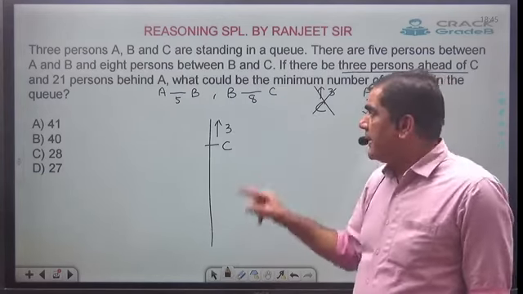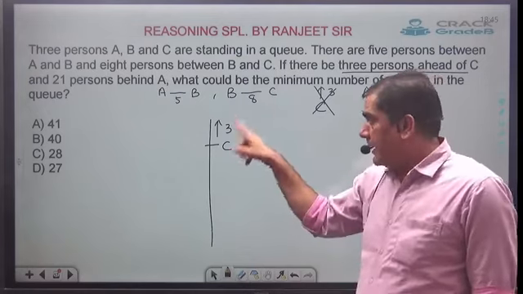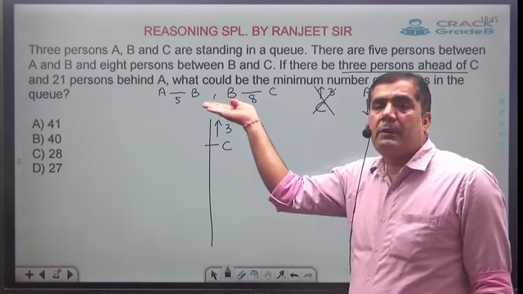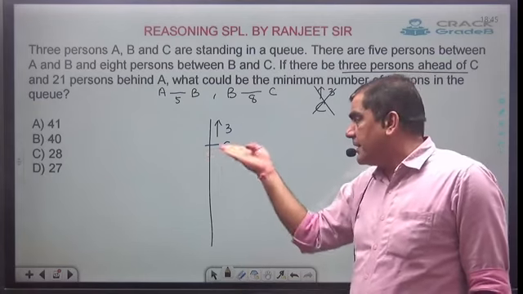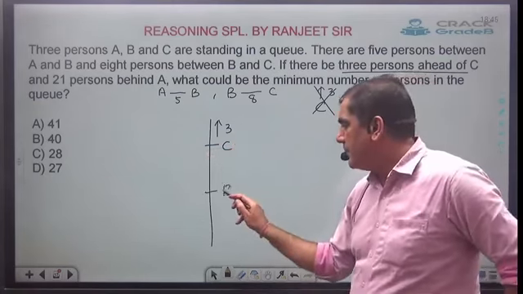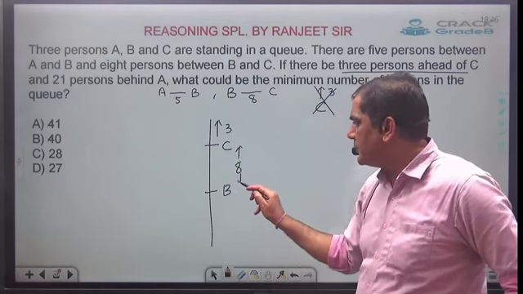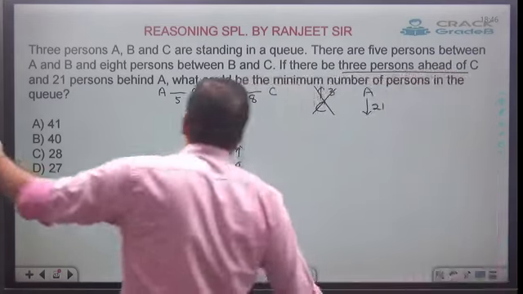So if this is 3 and this condition says B and C must have 8 students in between them, it means that B above C is not possible, because I can't adjust these 8 students, as they have given the condition that on top of C there must be 3. So B must be below, and then 8 must be between these two. Clear? Next one. So this condition is over.